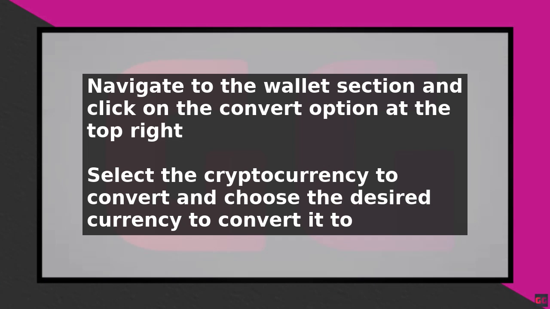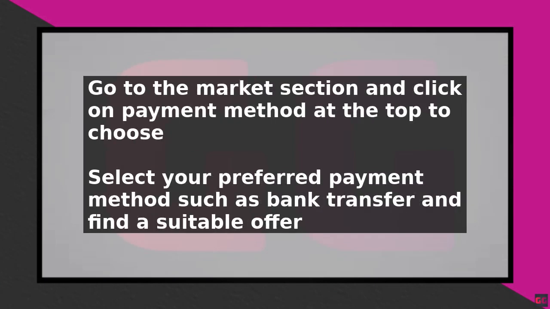Choose your preferred payment method, such as bank transfer, and then find a suitable offer by scrolling through the available options. If you haven't verified your ID, you will be prompted to do so. Once you've found a good offer, click on Sell to proceed, which will take you to an escrow page.